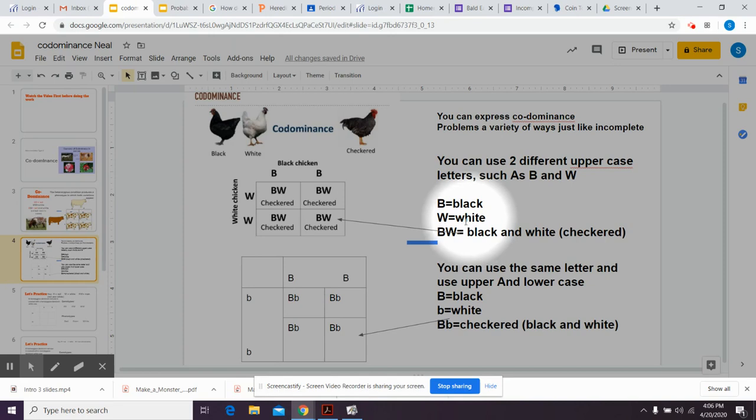I could use two of the same letter or two different letters. So here's the example of using two different letters, giving you checkered, just like incomplete dominance. I could use two of the same, and this is going to give me capital B lowercase, and then I get checkered. So all of these offspring you see here, they're going to be checkered just like they are here. It's whether you want to use two different letters or you want to use an uppercase and a lowercase.